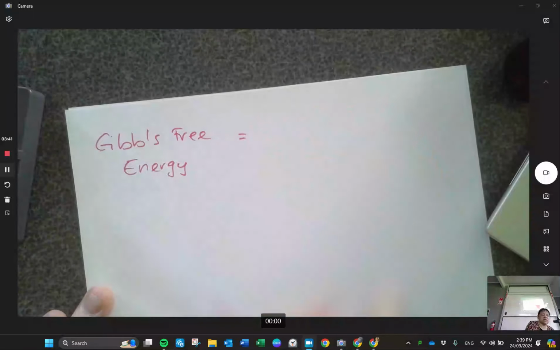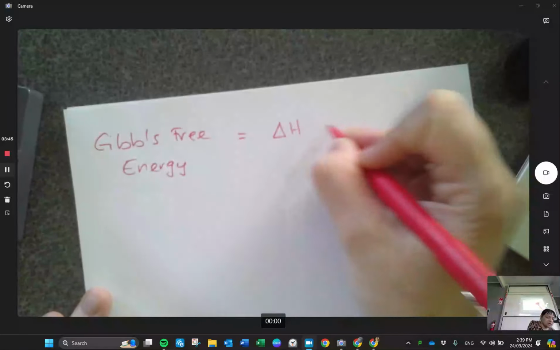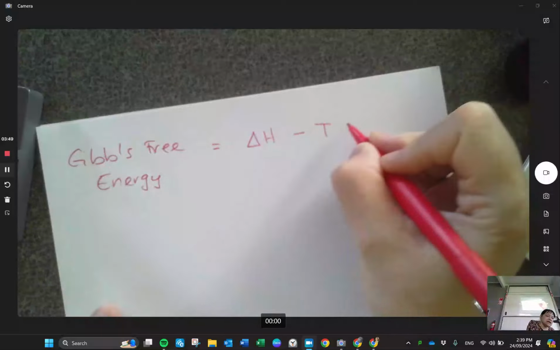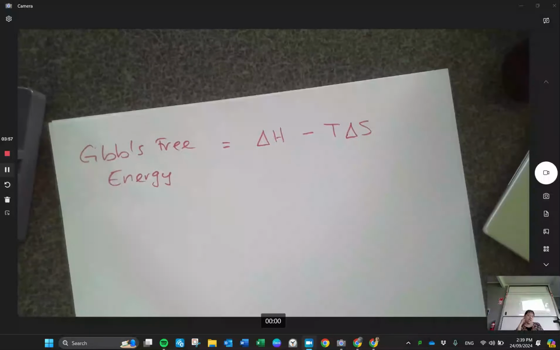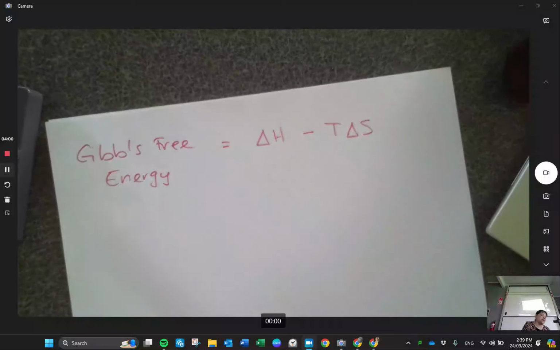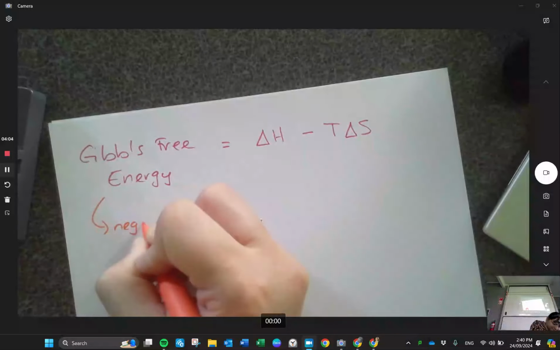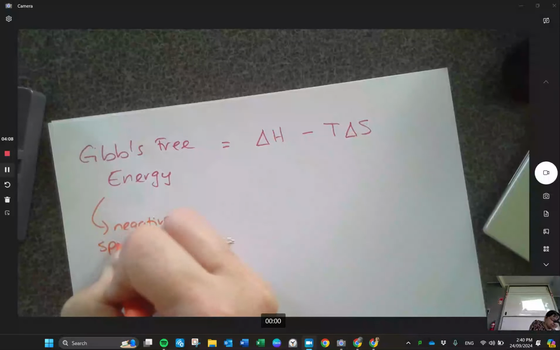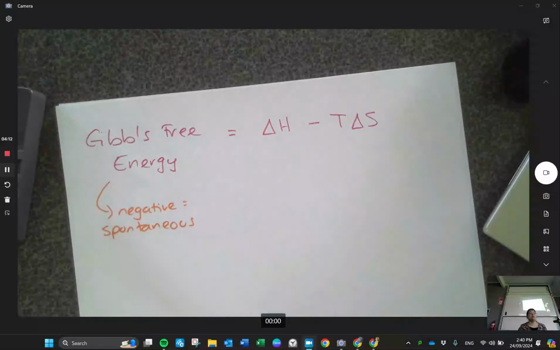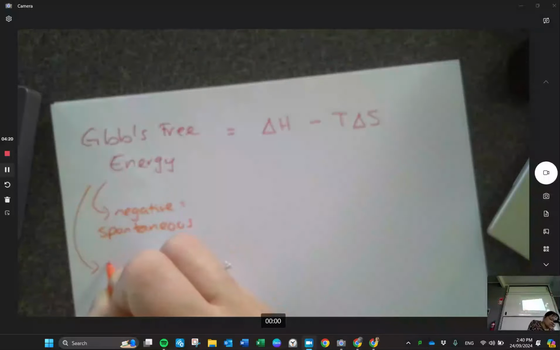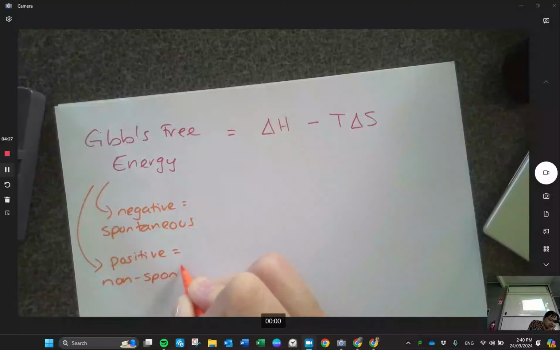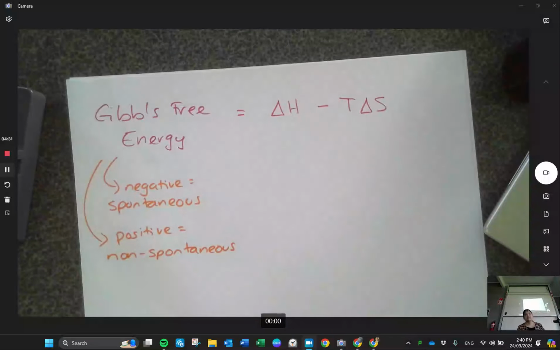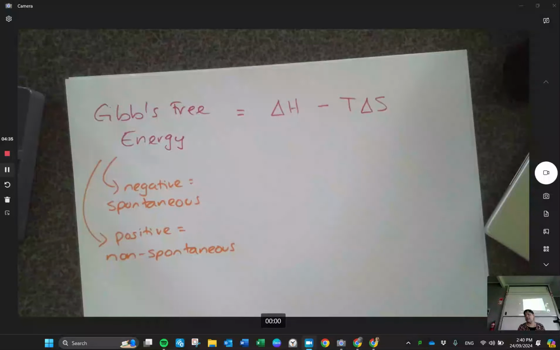So Gibbs free energy is equal to delta H minus T times delta S. And let me talk about what each separate component of those things means. Something to keep in mind is if we calculate Gibbs free energy and we get a negative number, that means it's spontaneous. Like I was saying, spontaneous just happens automatically. You don't need to do any extra special things. The reaction will just go. If this number is positive, then it is non-spontaneous. So we're going to need some energy in the system to get this going. Are we okay with that so far as concepts?